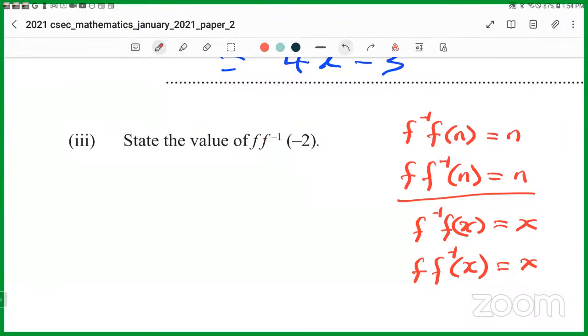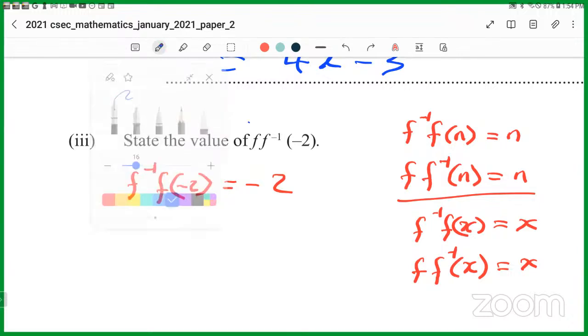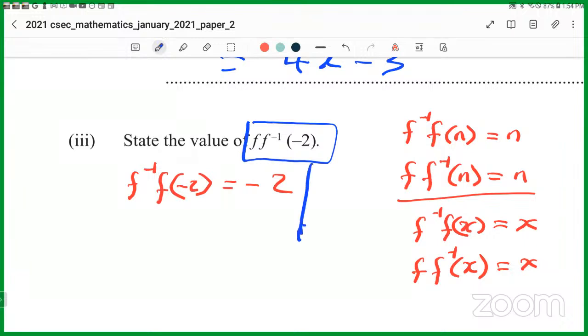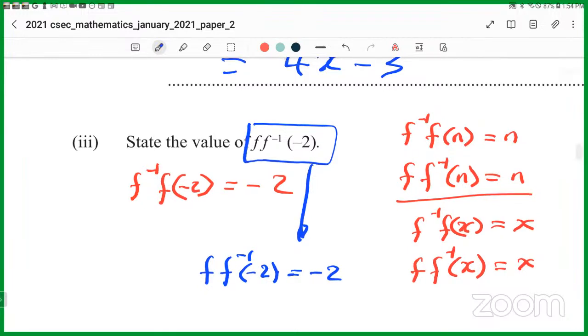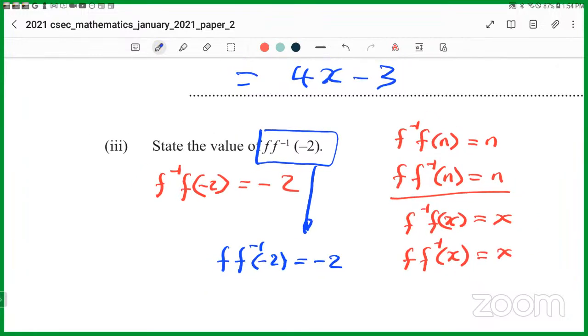What does that mean? Even if they had f to the minus 1 of f of minus 2, the answer is minus 2. So if you reckon this, then f of f to the minus 1 of minus 2 is simply equal to negative 2. The inverse function reverses what the function does, and the function reverses what the inverse does.